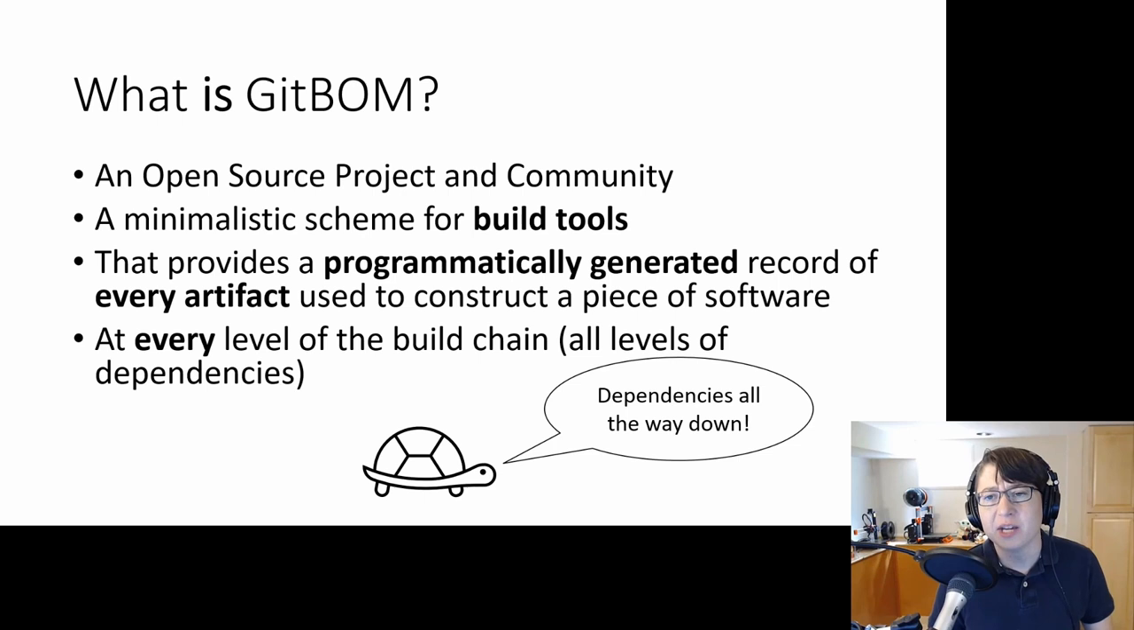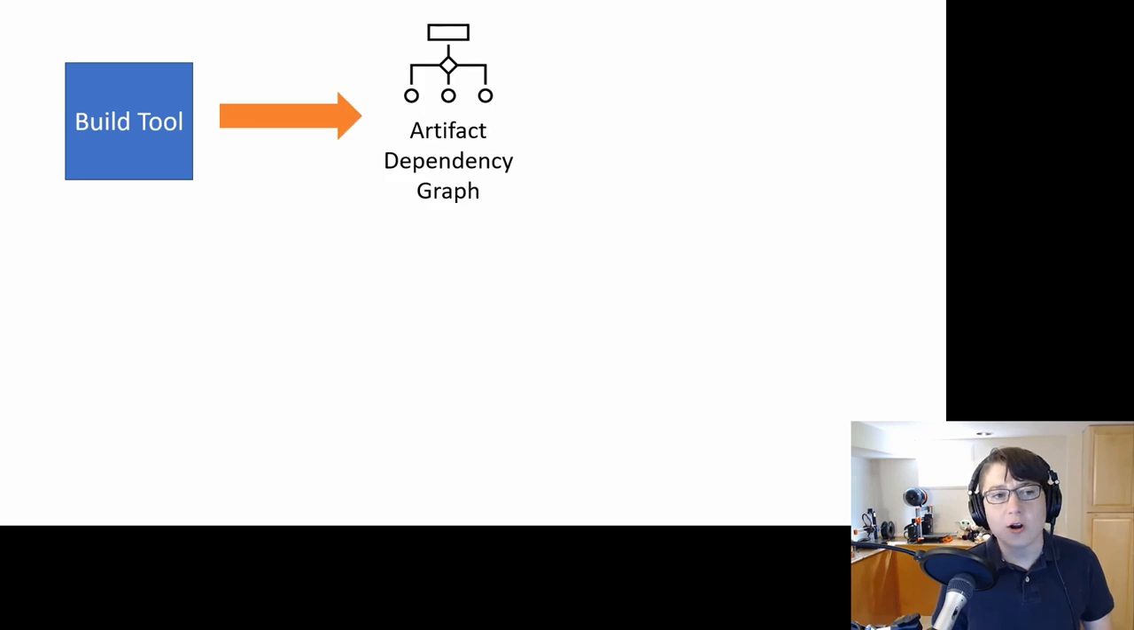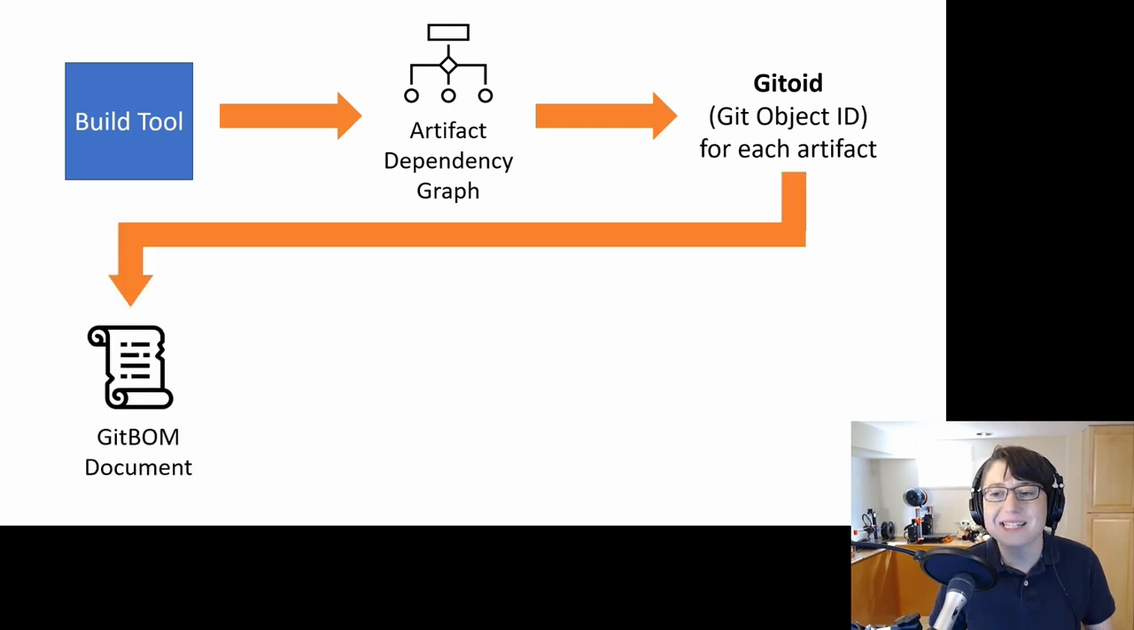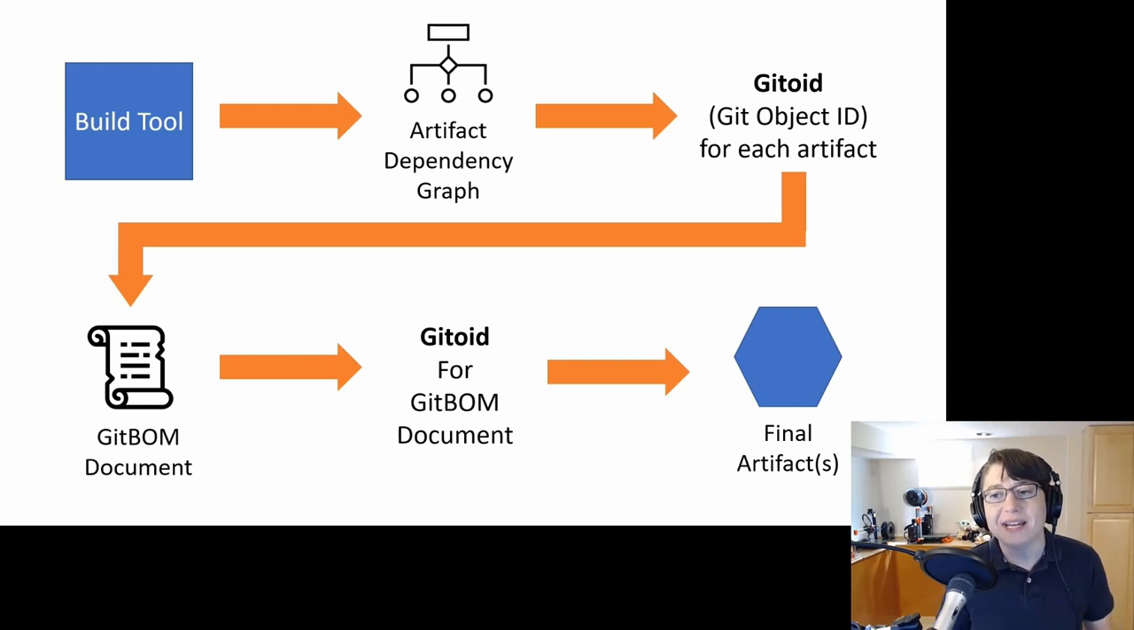Let's take a visual look at how GitBOM works. When a build tool uses the GitBOM scheme, it creates an artifact dependency graph, tracking every input or generated artifact throughout the build process. For each artifact, it hashes that artifact and uses the hash to create a unique Git object ID, which we call a Gitoid, for that artifact. It then writes that Gitoid to a GitBOM document. And when the build is nearly completed, it calculates a Gitoid for the GitBOM document itself that it's been writing to, and embeds that Gitoid into the final artifact or artifacts that the build tool produces. That's a big overall view.